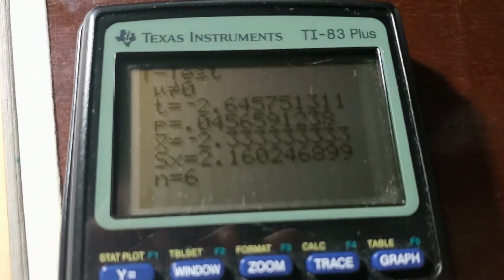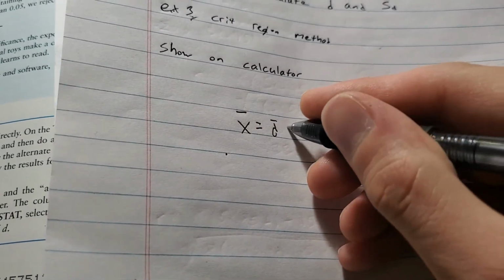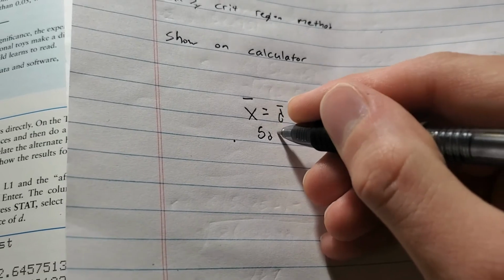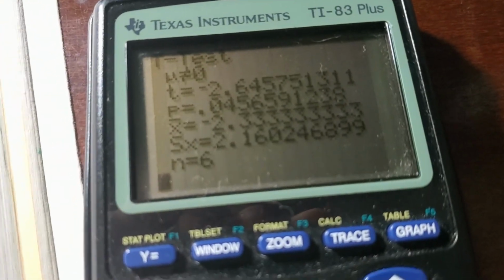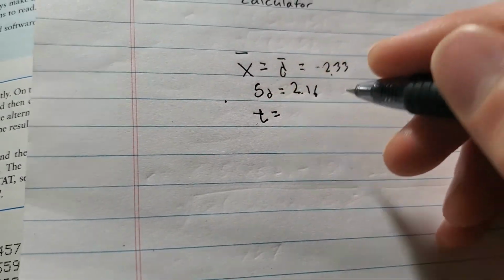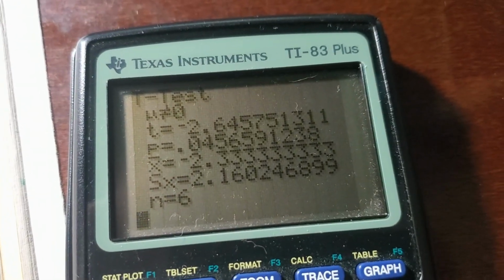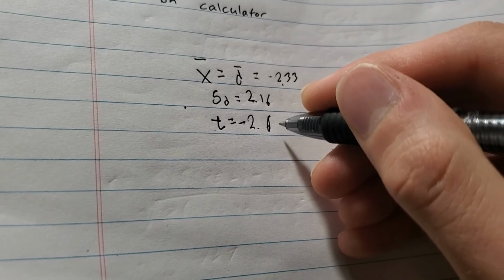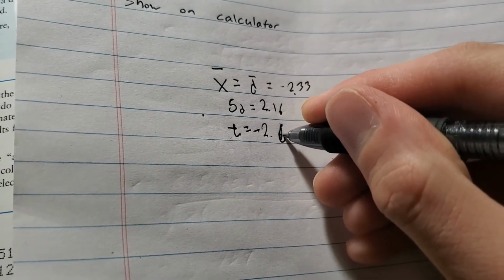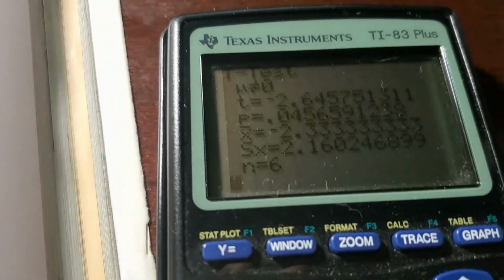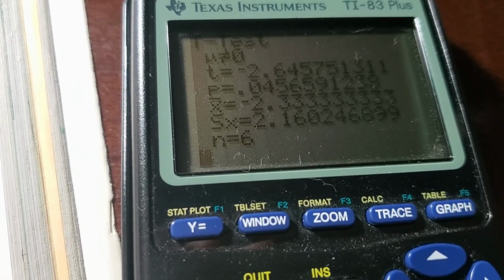So we can see that d bar that we're going to use for our t-statistic is negative 2.33. The SD, which in the calculator is called SX, is 2.16. So over here we're going to write in 2.16. And we could use those to calculate the t-statistic, but it's actually just given to us, negative 2.646 or 645. Either is close enough. And then it's actually already given us a p-value, which we don't need.